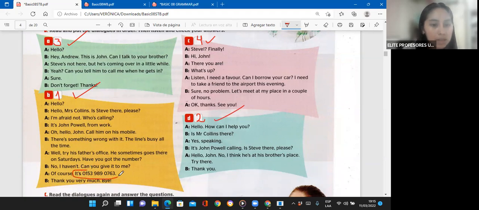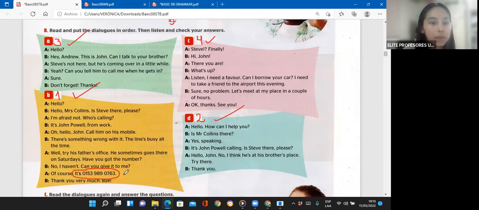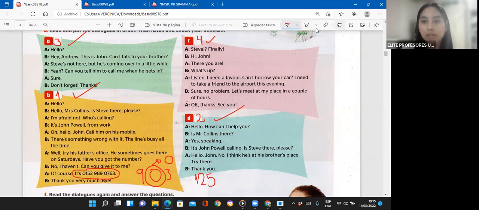I wanted to point something out really quick. When you are giving phone numbers, and you have zeros in your number, for example, 9, 0, 3, 1, 2, and 5, normally you don't say zero. This O is just like the letter O, okay? It's not like a zero, it's more like an O. That's why they pronounce it here, O, 1, 5, 3, etc. Okay, just for the record.